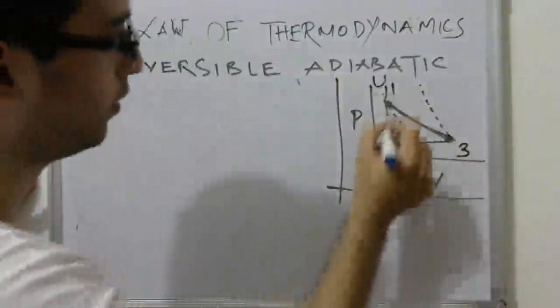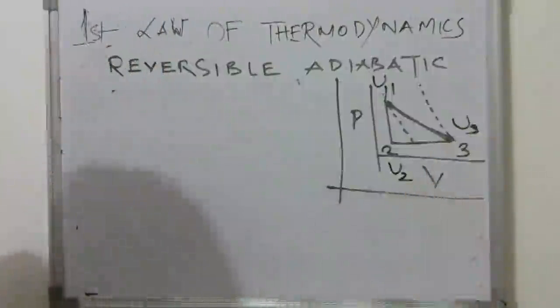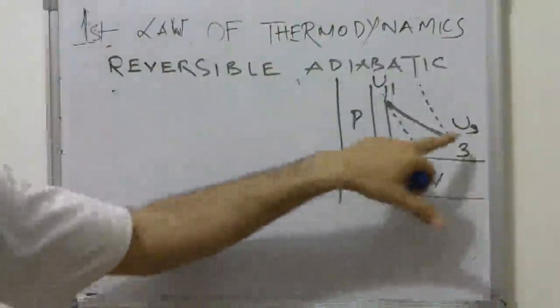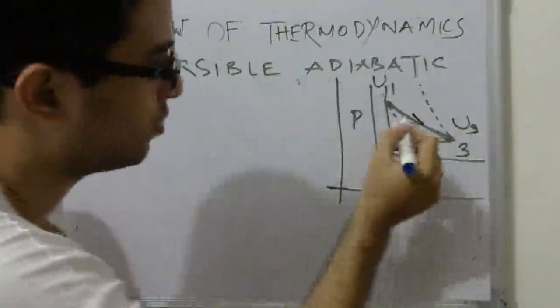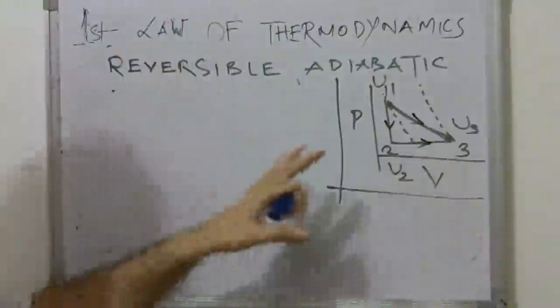This is U1, this is U2, this is U3. So this is U1, this is U2 and this is U3. These are the three internal states. The transition is being done. Now I'll introduce some key concepts over here.